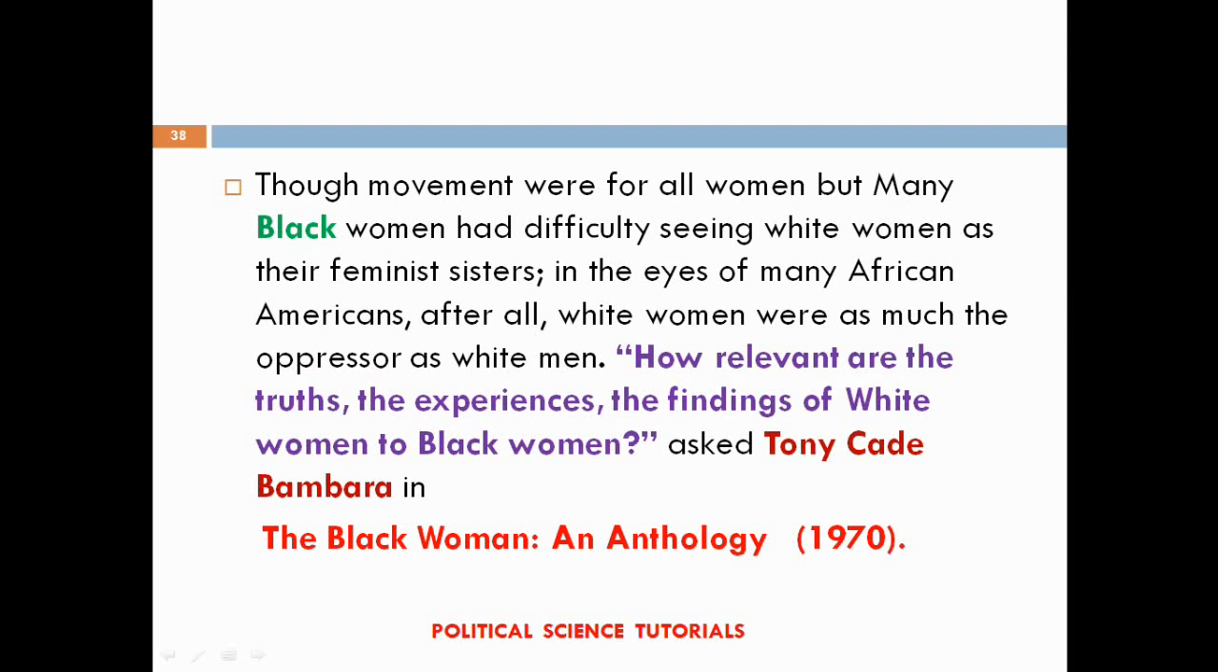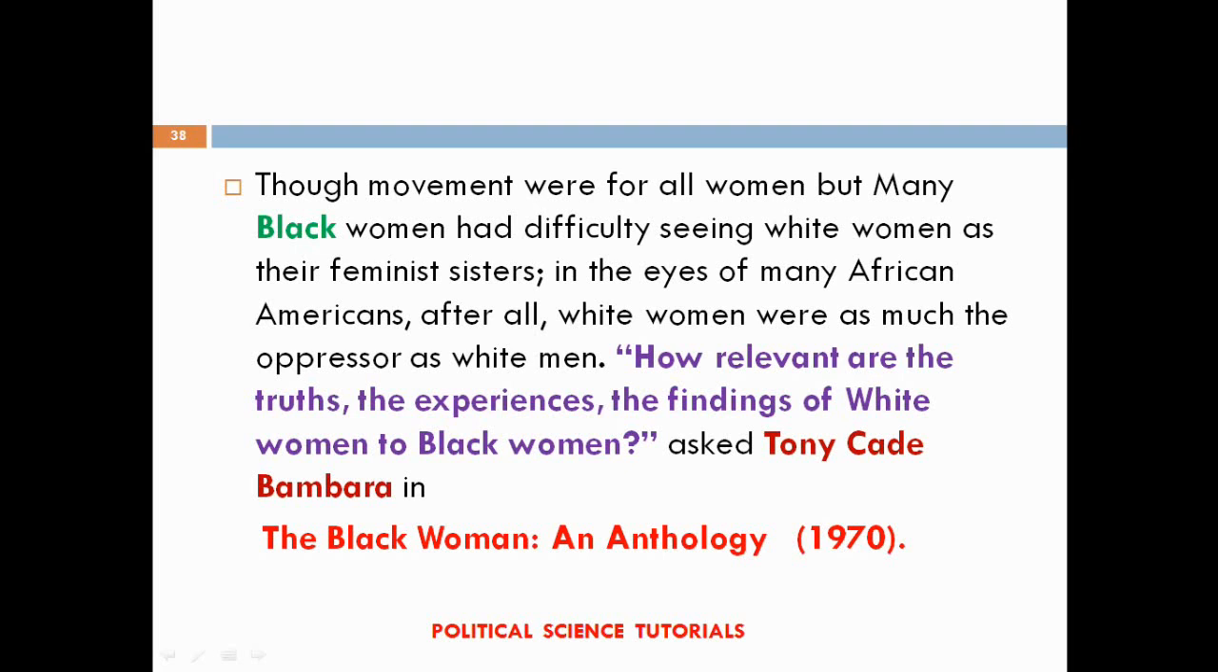In the speech, Truth remarked that the man over there says that women need to be helped into carriages and lifted over ditches and to have the best place everywhere. Nobody ever helps me into carriages or over mud puddles or gives me any best place. And ain't I a woman?